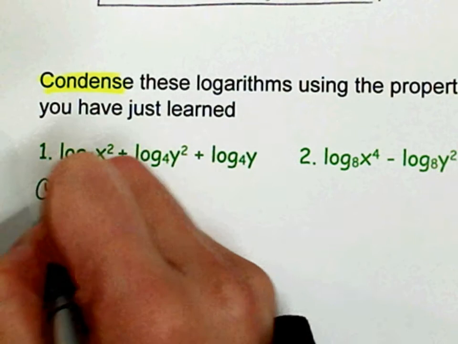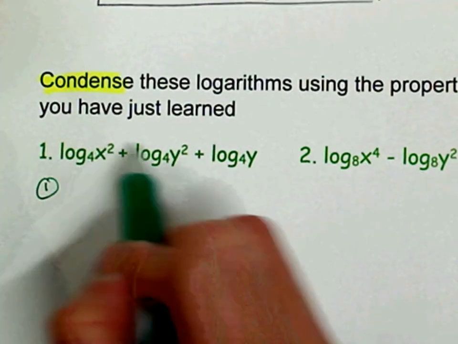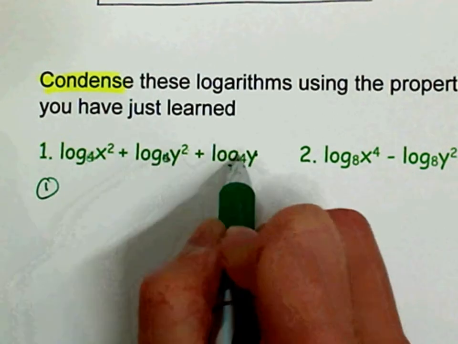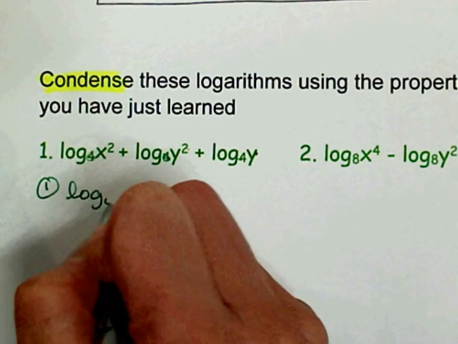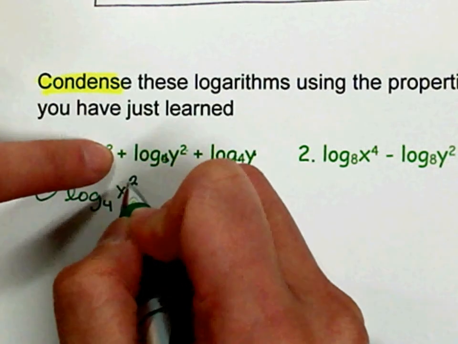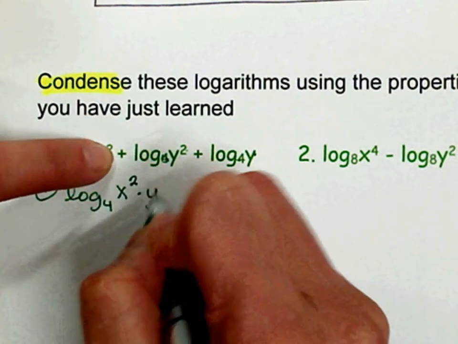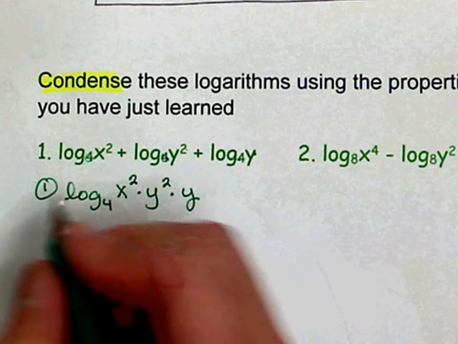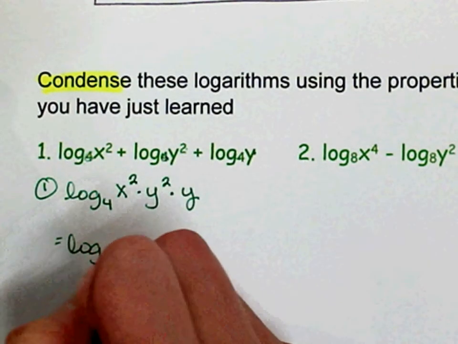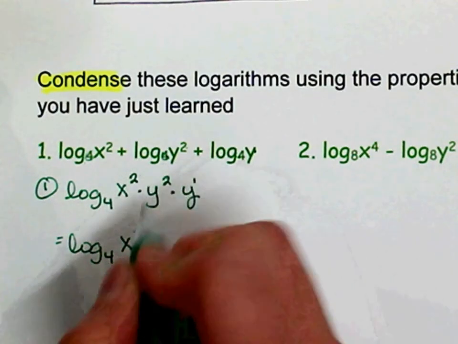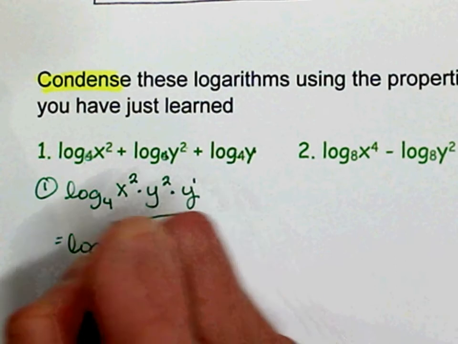Notice all of these are already exponent. They all have the same base. Okay, so I just write log base 4 one time. X squared, what corresponds with plus, times y squared times y, just like that. Okay. Combine like terms, x squared, y squared times y to the first is y to the third. Okay.